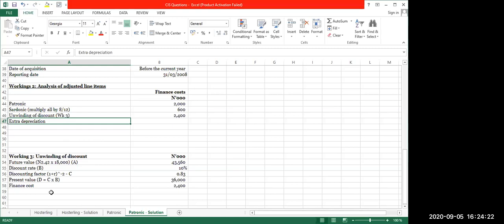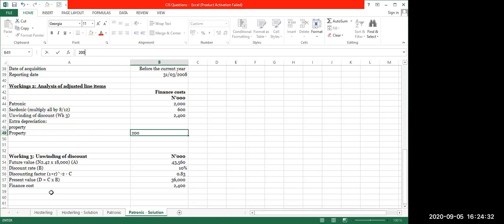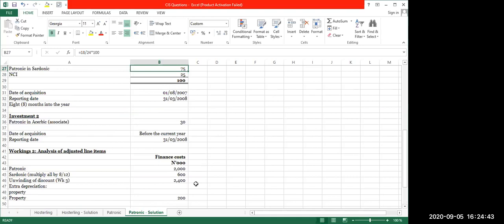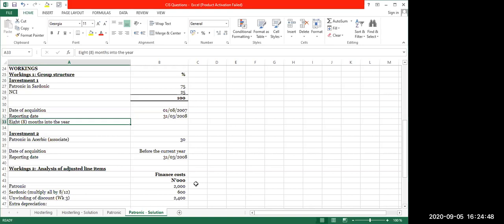Okay, if I ask a question, if I please go for it. Sorry, I think I missed a step when you were computing the finance cost. The 2,400 was prorated using what exactly? 8 over 12. If you recall, from the working one, we noted that the subsidiary was acquired 8 months into the year. So that's why we have it, because that 10% is a per annum rate. But we acquired the subsidiary 8 months into the year.